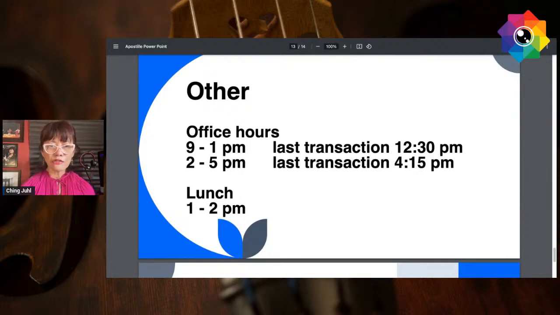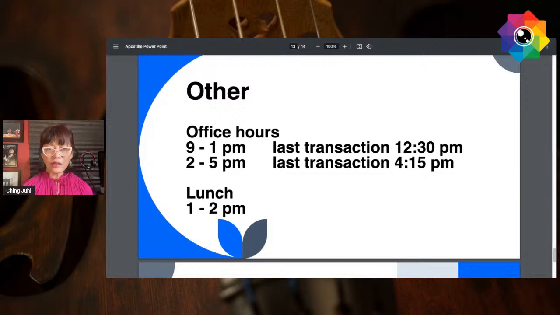It's not really true. It's like 9 to 1 p.m. Yeah, but at 12:30, if you go there at 12:31, they're not going to accept your papers. Okay. And then between 1 to 2, it's their lunch. Sometimes it's 1 to 2:30. So you need to plan. Don't get there too close to lunchtime.